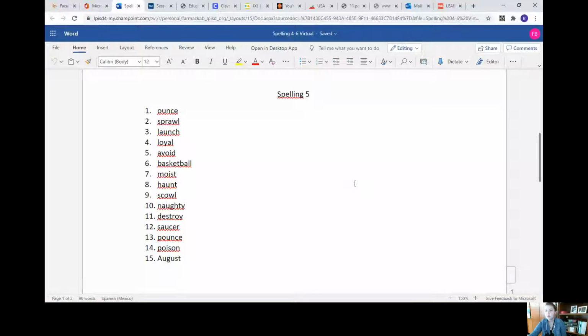So give me just a second and I will read your screen for you. All right, here we go. So you are on spelling 5. So the first one is ounce. Ounce is a form of measurement. Sprawl. Sorry, I said it the first time a little weird. Sprawl, when you sprawl out on your bed after a long day of school. You kind of lay yourself out in the most craziest way.